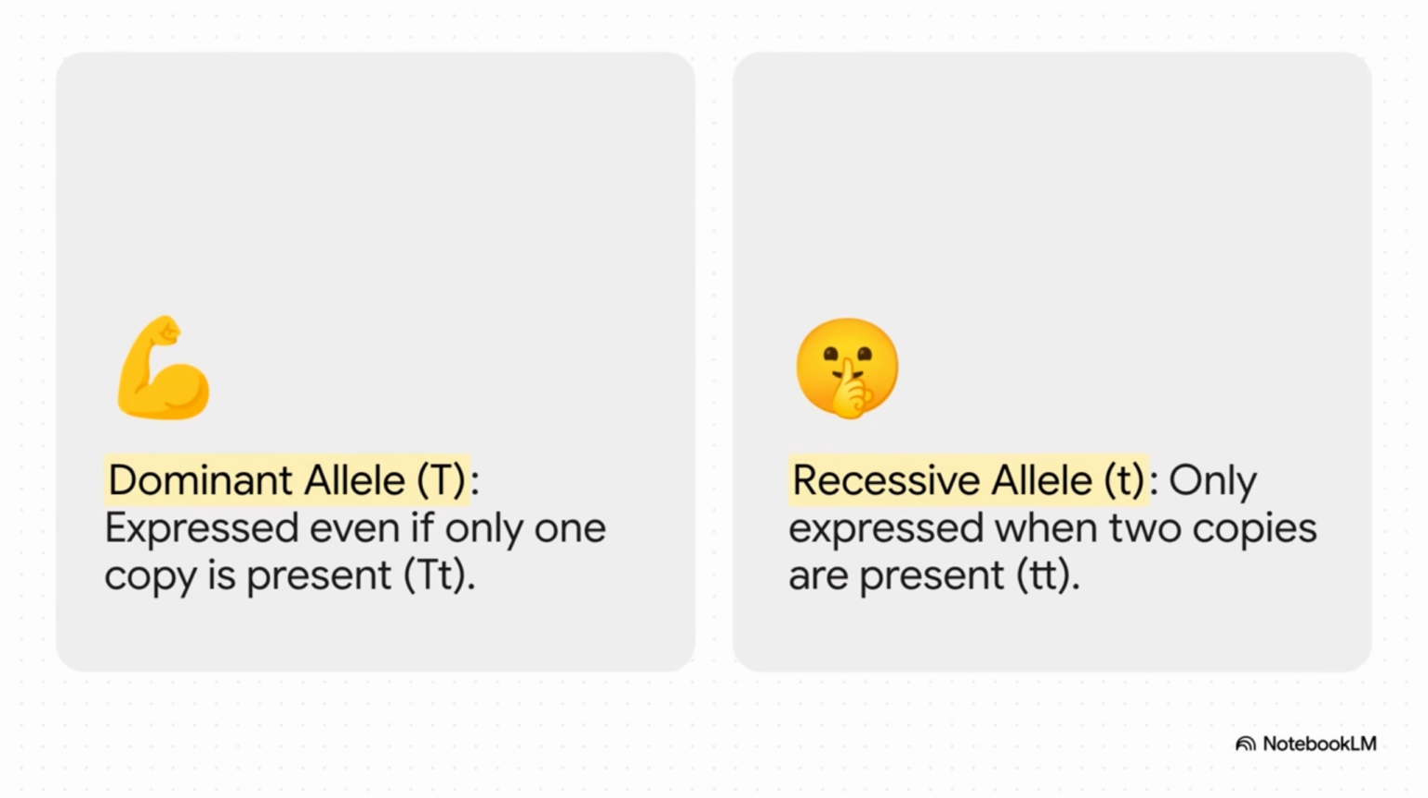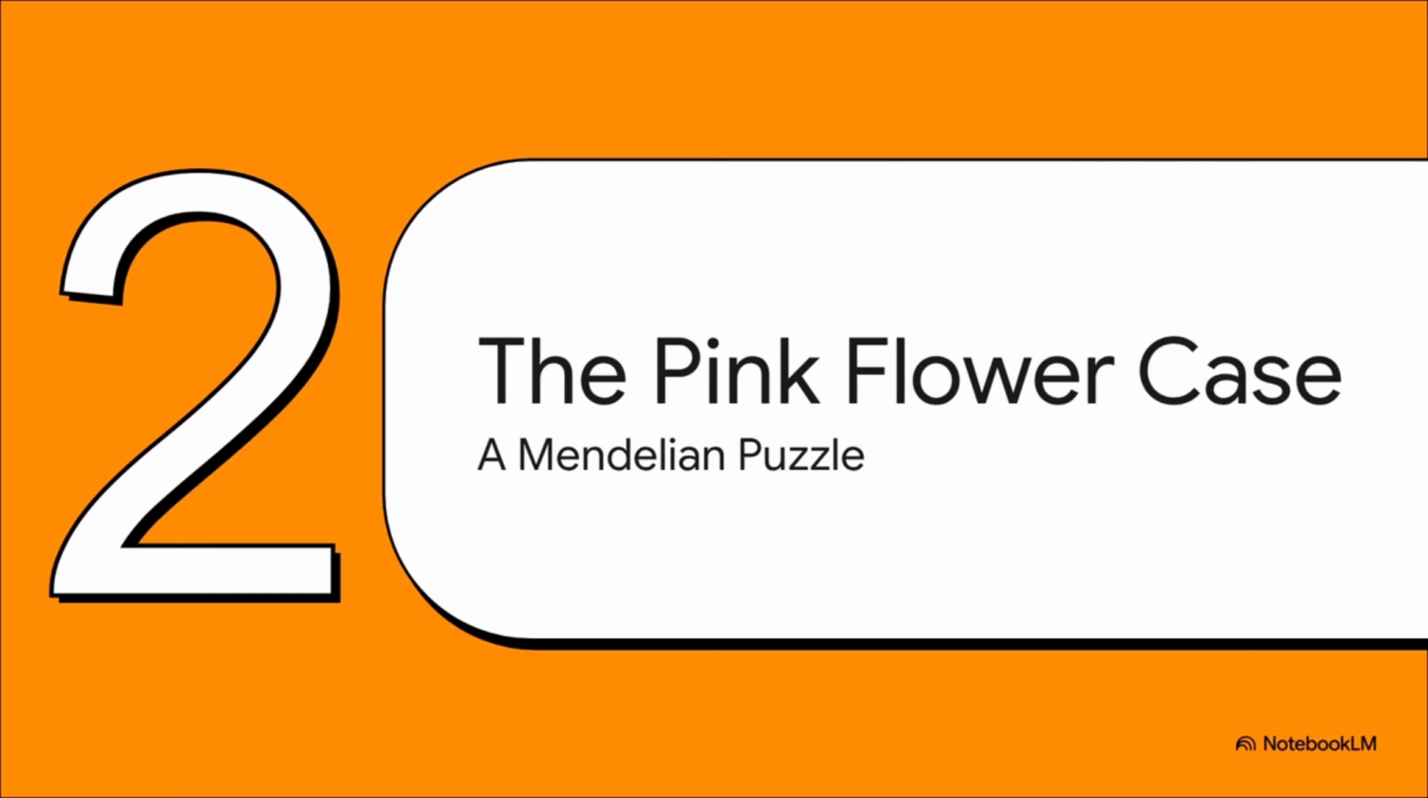Remember the pea plants, right? The classic example. The allele for tall, let's call it big T, was dominant. So whether a plant had two big T's or just one big T and one little t, it was going to be tall. The only way you got a short plant was with two little t's. Super simple. But, well, nature isn't always that simple. And that brings us right to our first mystery. This is where things start to get really weird and really cool.